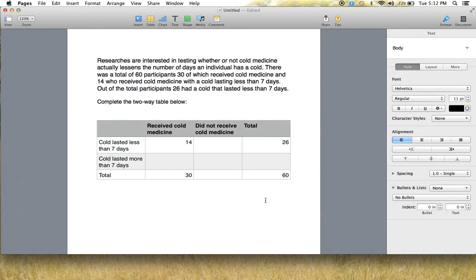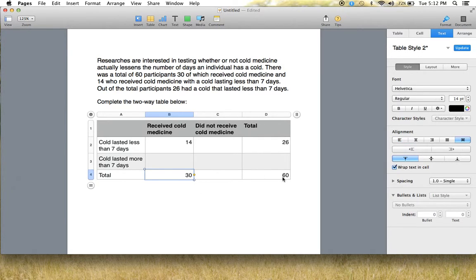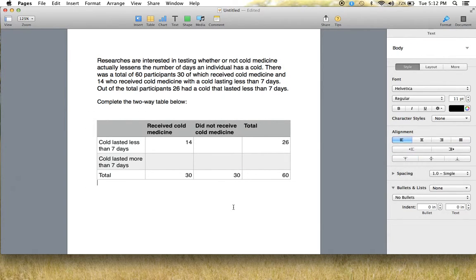All right. Now, I would go ahead and fill this in first. If we know that there's a 60 in the total participants of the study and 30 received cold medicine, using subtraction, we can see that 30 must have not received cold medicine. And statisticians will try and do this as best as they can, if they have two groups like this, to try and have an even amount of participants in each group. But of course, we can't always control for things like that.